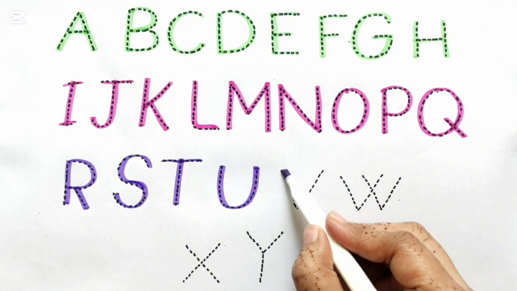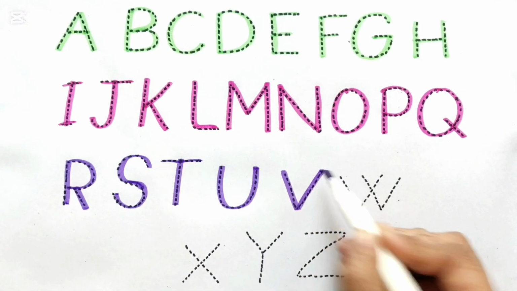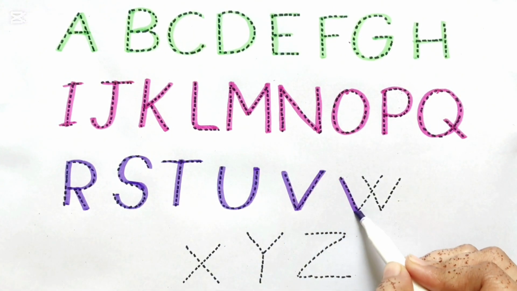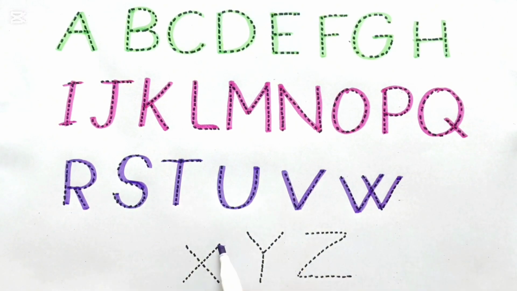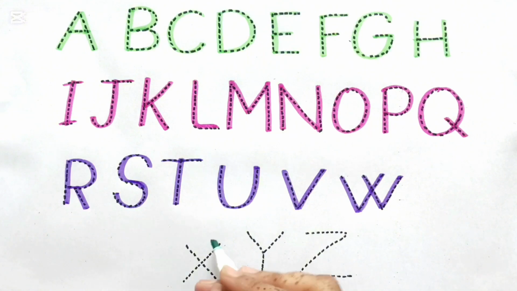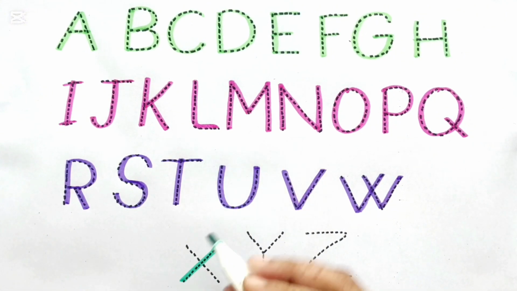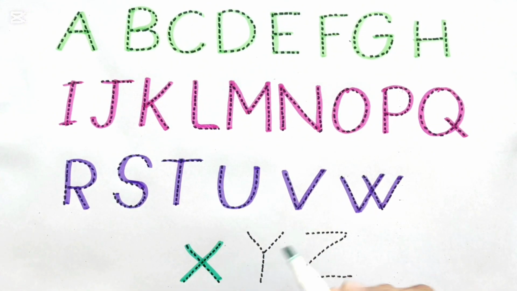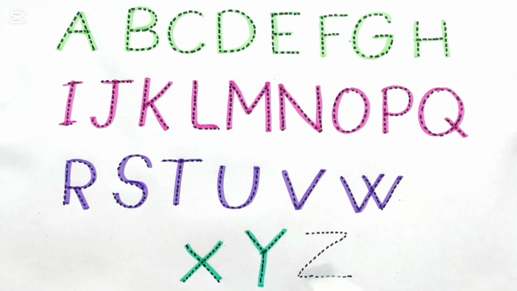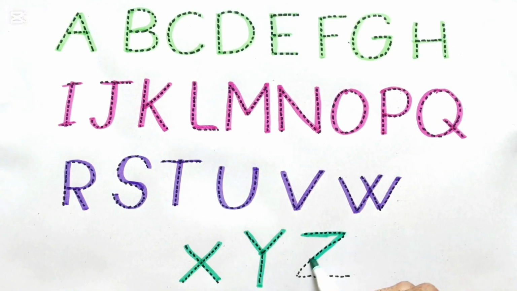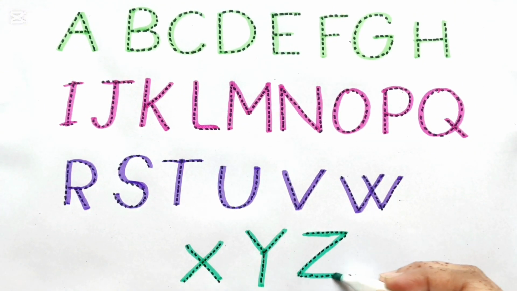U for umbrella. V for vase. W for watch. X for xylophone. Y for yo-yo. And last alphabet Z for zebra.